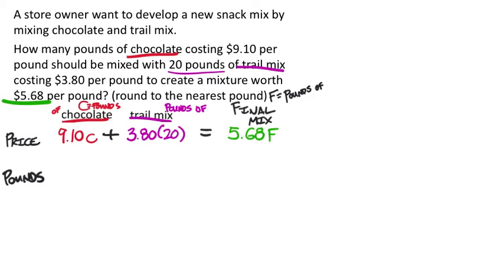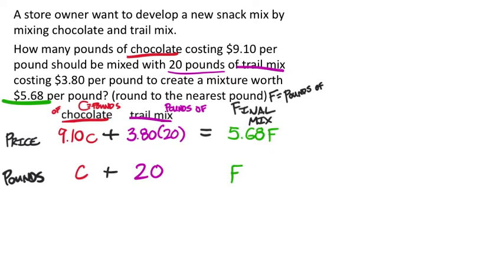Okay, now we've got to create another equation. What was the other quantity that was given to us? It's pounds. We've got pounds of mix, pounds of trail mix, and then pounds of chocolate, right? So the next equation is based off of the pounds. Okay, so how many pounds of chocolate were there? C. That's all we had. And then the trail mix, yeah, 20 pounds. And then we had pounds of the final mix, which I would consider the total, but we don't know how many pounds that is. It's some kind of F number right there.